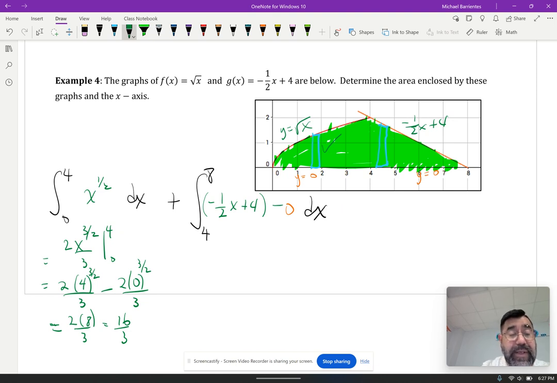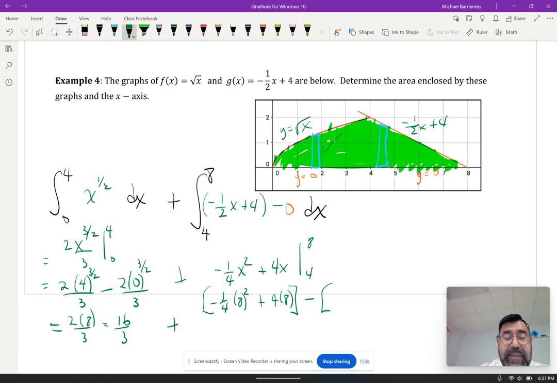Now I need the second part. So we're going to add on the next part. So I'm going to take the antiderivative. So the antiderivative is negative 1/2 x squared over 2 plus 4x. I'm multiplying these two. We're going to evaluate that from 4 to 8. Just to fix this a little bit, this is negative 1/4 x squared. So I'm going to erase this and just say negative 1/4 x squared. So that when I substitute the 8, plus substitute the 8, that'll be the first part, minus substitute the 4, and substitute the 4, that's going to be the second part.